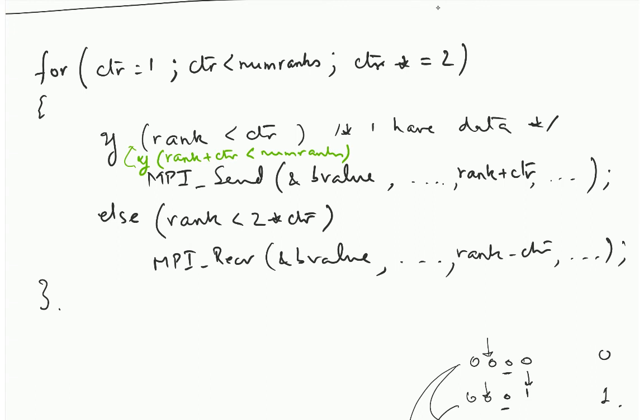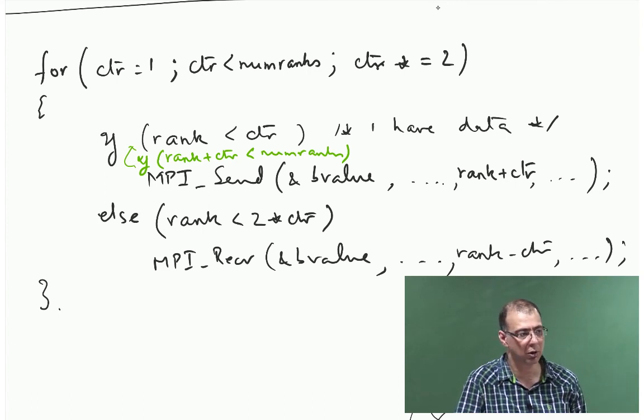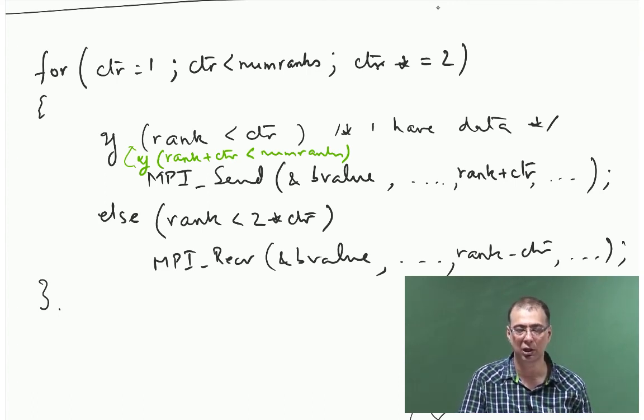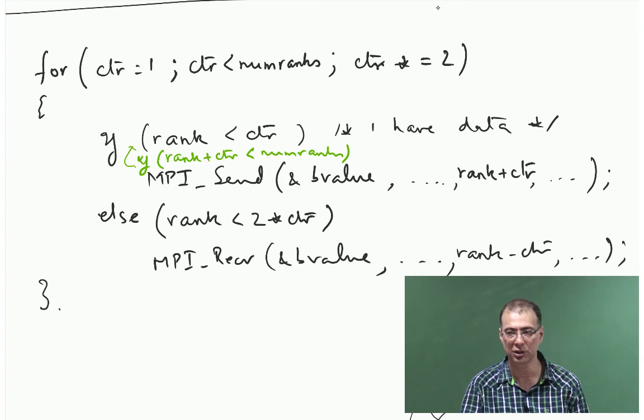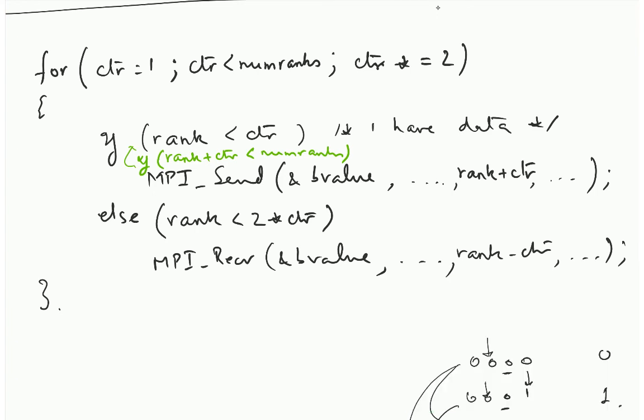Okay, so that's recursive doubling for broadcast. We started with some simple algorithms, but these algorithms are going to become more and more complicated as we go along. When we start looking at all reduce, when we start looking at topology specific algorithms, it's going to become more and more complicated. Okay, any questions?